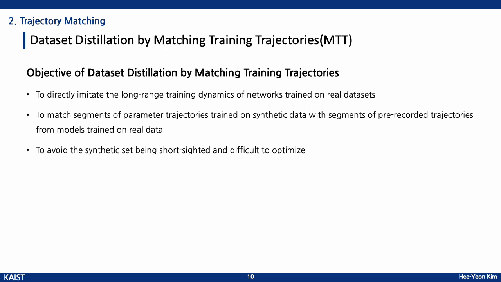Before diving into this paper, let's first take a look at its predecessor, dataset distillation by matching training trajectories. The objectives of this prior work are as follows. To directly replicate the long-range training dynamics of networks trained on real datasets. To align segments of parameter trajectories trained on synthetic data with pre-recorded trajectories from models trained on real data. To overcome the limitations of synthetic datasets, which are often short-sighted and challenging to optimize.